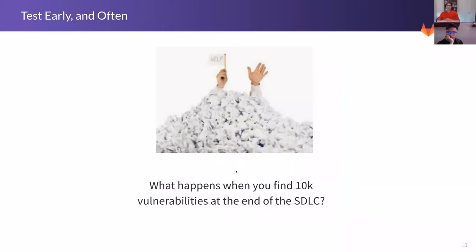So now it costs 30 times more. What happens when you find 10,000 vulnerabilities at the end of the software development lifecycle? And trust me, 10,000 is not an exaggerated number. People who have been working in big enterprises have seen this number. So you now need to go back to the early stages and fix up to 10,000 different vulnerabilities and let your developers work on them. Good luck convincing the management that you need extra time.